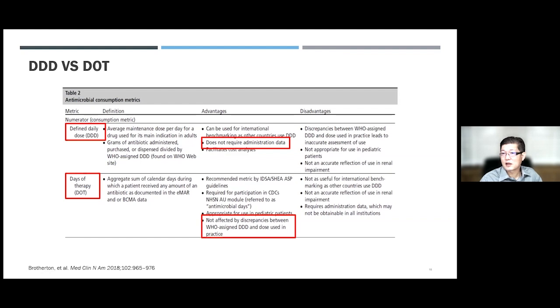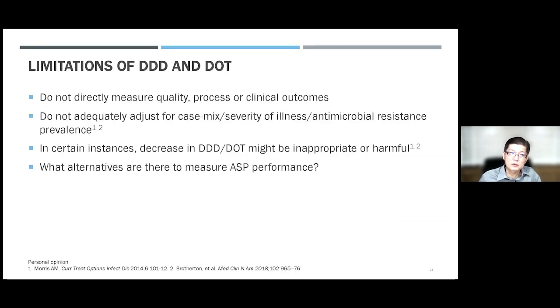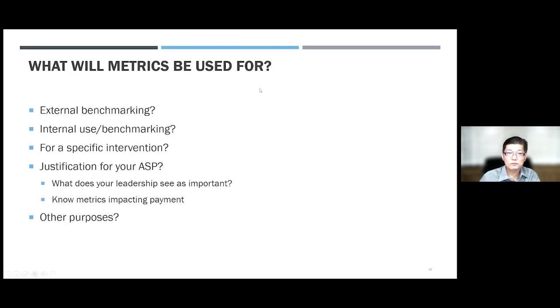So obviously, there are some limitations for each of them. The limitation of DDD and DOT may also include it does not directly measure quality, process, and clinical outcome. And in certain situations, the decreased antibiotic use, particularly decreased DDD or DOT, may not be inappropriate or harmful, and it may not adequately adjust for the case mix, severity of illness, antimicrobial resistant prevalence as well. So we also need some alternative metric to measure ASP performance in addition to DDD and DOT as well.